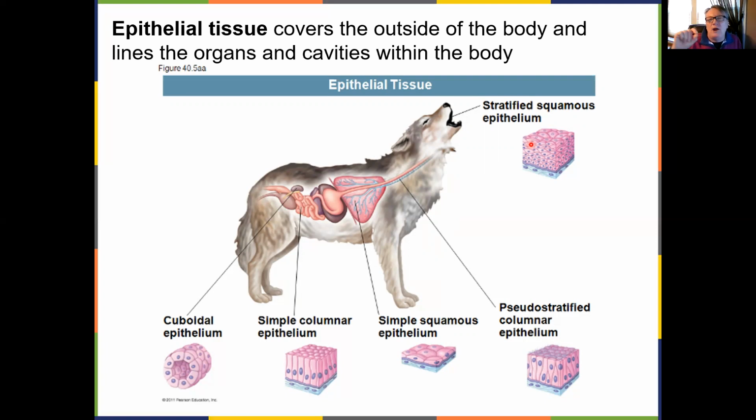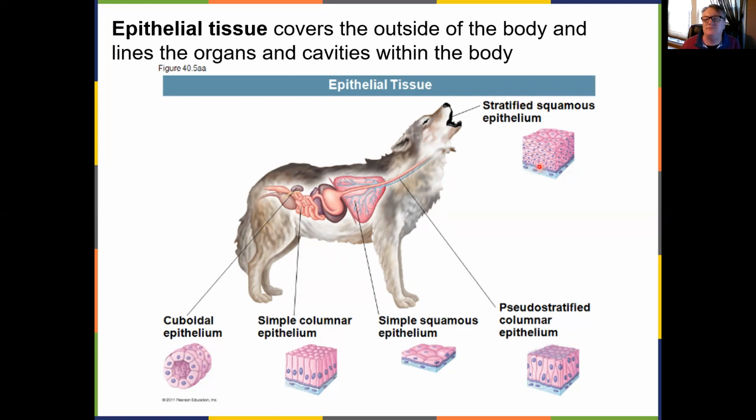So where are we going to see stratified? This is going to be impervious to diffusion. We want to put a whole bunch of cells there so that nothing comes through because it would have to pass through so many layers. It's also going to be protective. So any place that we're going to have a lot of friction, a lot of damaging things potentially happening, we want to have stratified squamous epithelial. And we remember these cells are repairing themselves all the time.